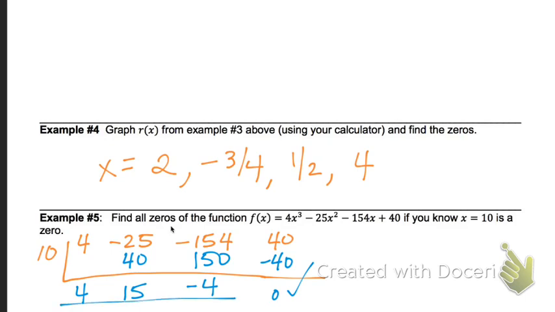So how do I read this across? It would be 4x squared plus 15x minus 4. Good. And I can factor this because I need to find all the factors. You can definitely factor that.